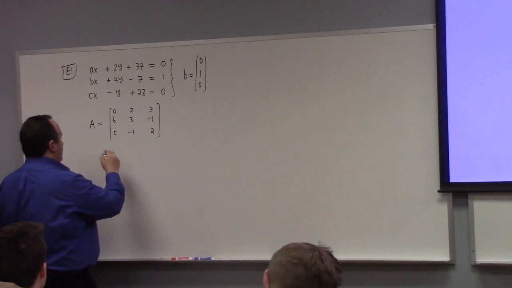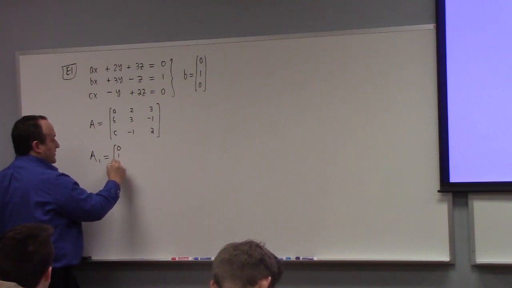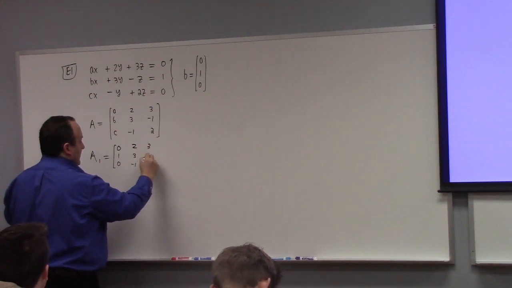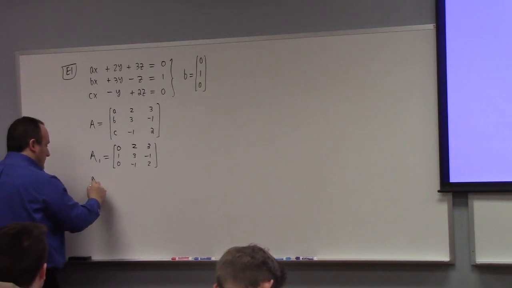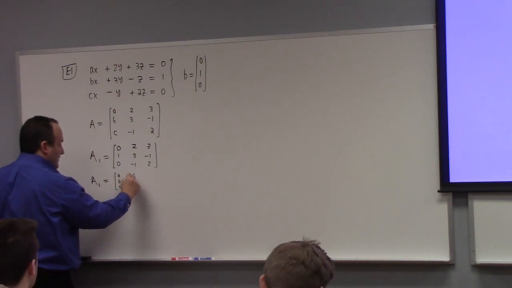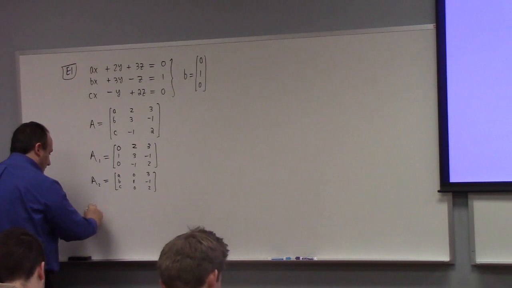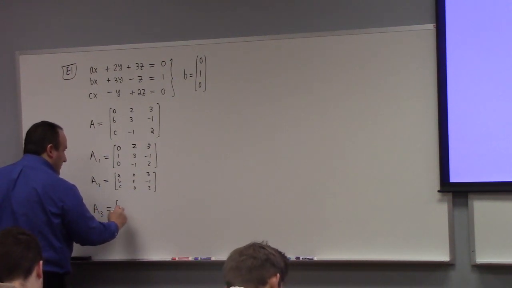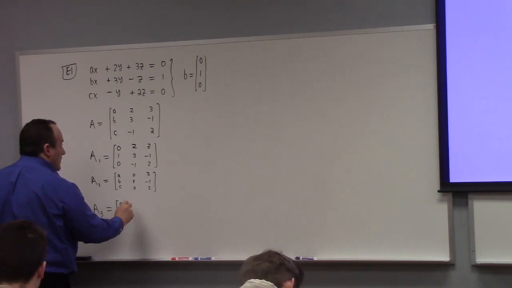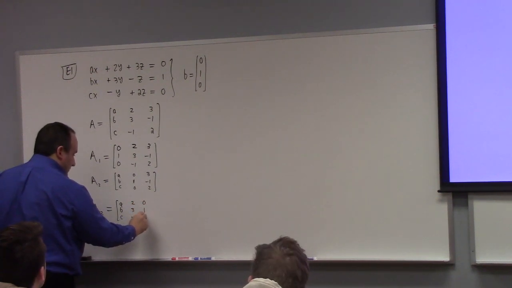And so from that, using the notation I used to derive Cramer's rule, A1 would be 0, 1, 0, 2, 3, minus 1, 3, minus 1, 2. A2 would be a, b, c, 0, 1, 0, 3, minus 1, 2. And A3 would be a, b, c, 2, 3, minus 1, and finally 0, 1, 0.